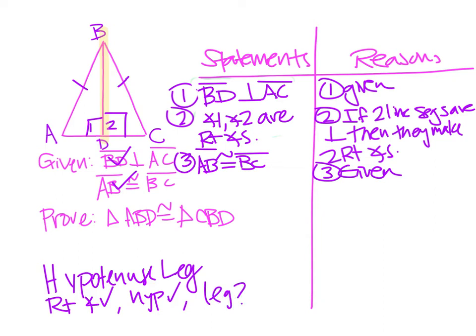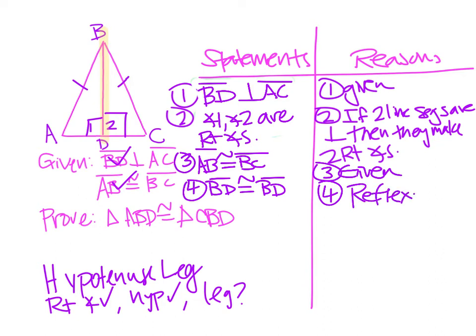Where am I going to get that last leg from? So I stare at my picture for a little bit, and then I notice that BD and BD are in both triangles. So I'm going to write that BD is congruent to itself. BD is congruent to BD, and that is by the reflexive property. Now that's my leg. So now I've got the H and the L. So I've got the hypotenuse and the leg. I'm going to mark it on my picture. And then I can say that the two triangles are congruent.